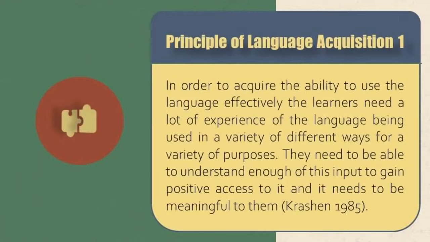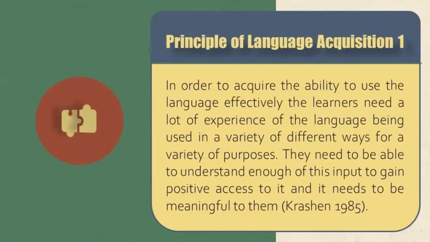Principle of Language Acquisition 1. In order to acquire the ability to use the language effectively, the learners need a lot of experience of the language being used in a variety of different ways for a variety of purposes. They need to be able to understand enough of this input to gain positive access to it, and it needs to be meaningful to them. That is according to Krashen, 1985.